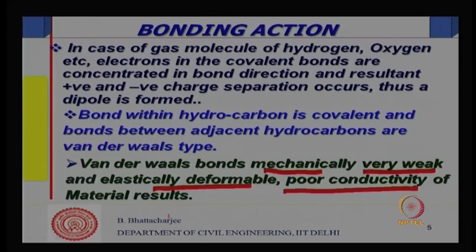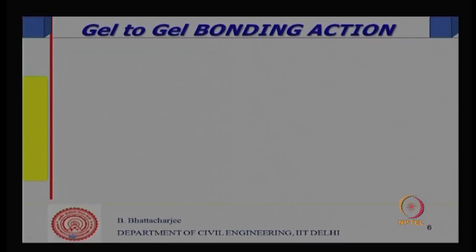So, these van der Waals bonds are mechanically very weak and they are elastically deformable, and exhibit poor conductivity of the resulting material. So, for a material where van der Waals bonds are there, if you apply load, it will deform and may come back to its original position, and it has poor conductivity, and CSH gel will be like that.